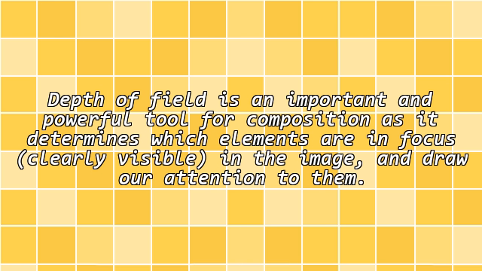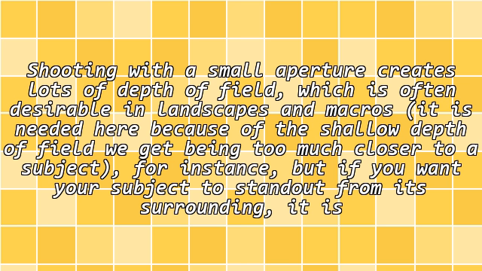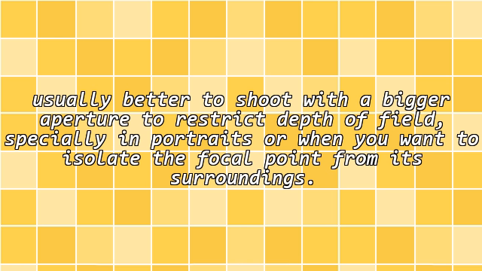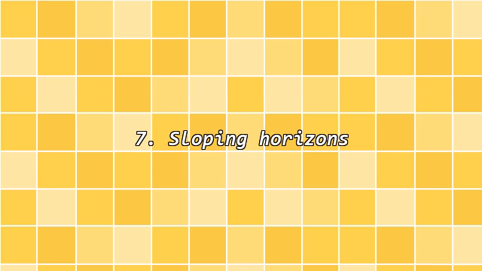6. Bad use of depth of field. Depth of field is an important and powerful tool for composition as it determines which elements are in focus, clearly visible in the image, and draw our attention to them. Shooting with a small aperture creates lots of depth of field, which is often desirable in landscapes and macros. It is needed here because of the shallow depth of field we get being much closer to a subject, for instance. But if you want your subject to stand out from its surroundings, it is usually better to shoot with a bigger aperture to restrict depth of field, especially in portraits or when you want to isolate the focal point from its surroundings.